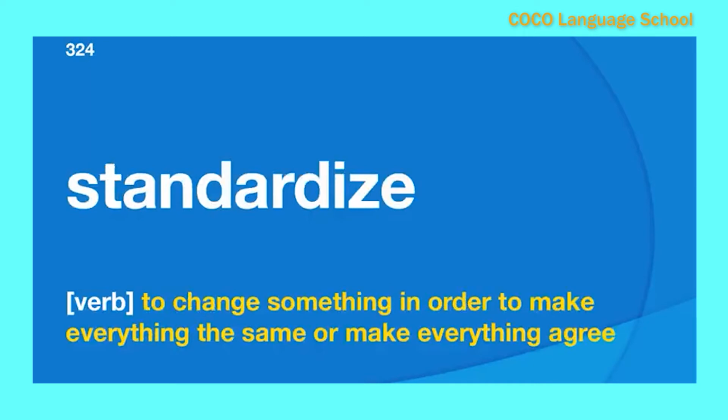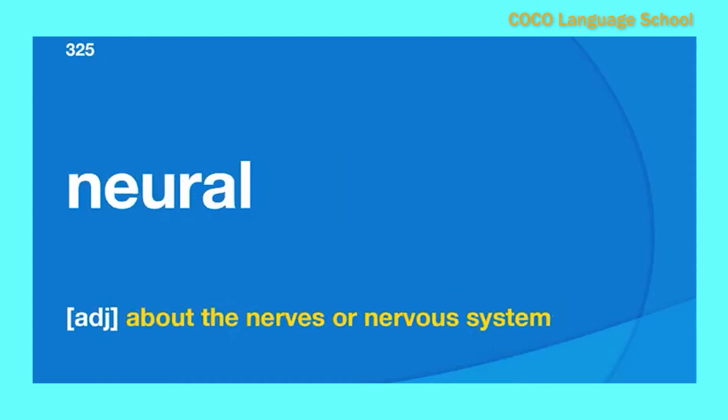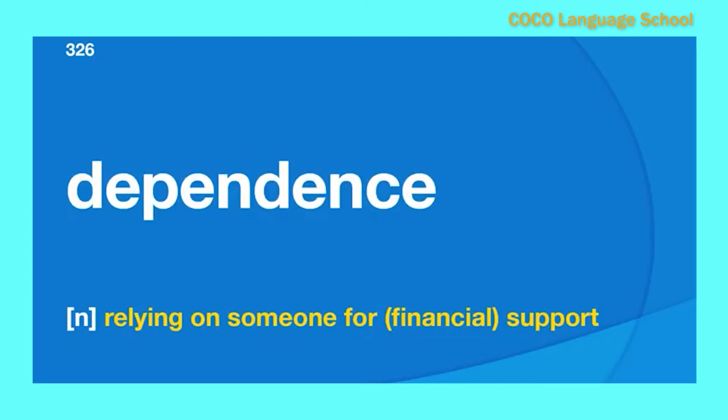To change something in order to make everything the same or make everything agree. Standardize. About the nerves or nervous system. Neural. Relying on someone for support. Dependence.